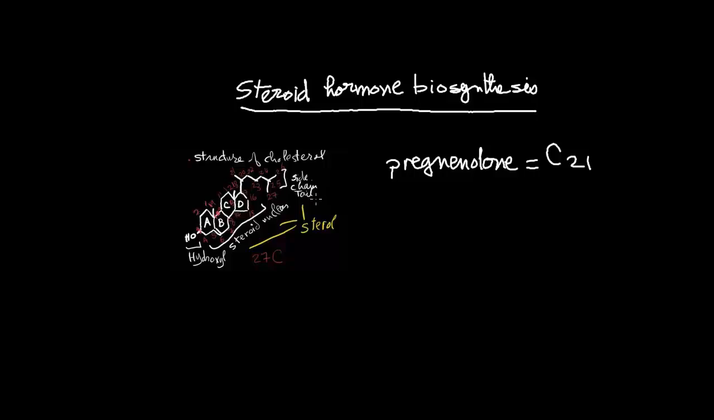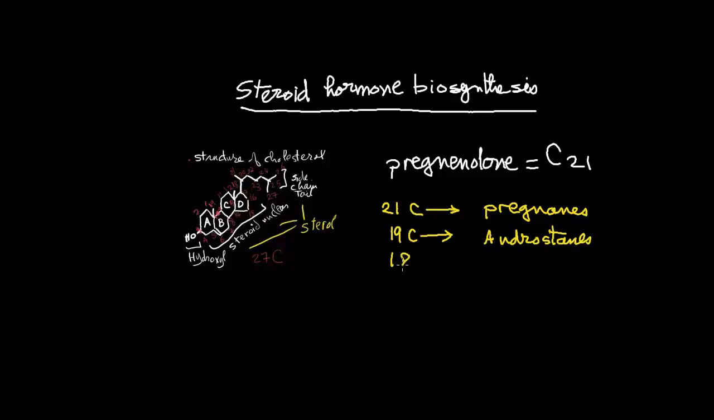In the biosynthesis of different steroid hormones from pregnenolone, steroid hormones with 21 carbons are known as pregnanes. Those with 19 carbons are known as androstanes. And those with 18 carbons are known as estranes.